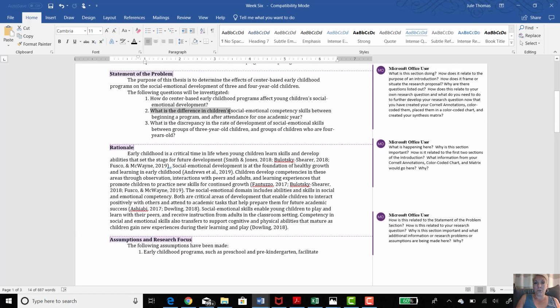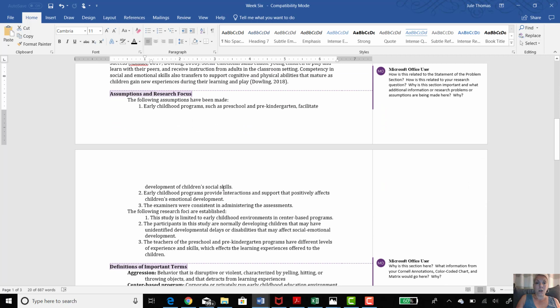What is the difference in children's social and emotional competency skills between the beginning of program and after attendance for one academic year? You're hypothesizing that early childhood programs provide interactions of support that positively affects children's emotional development. And the same with number three.